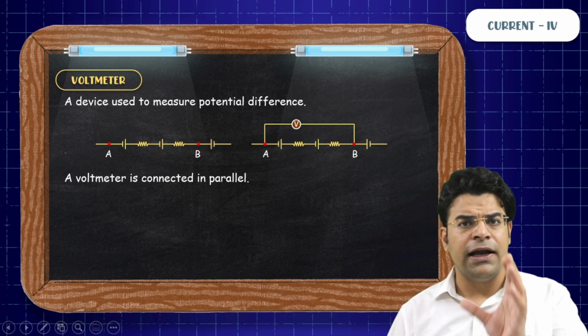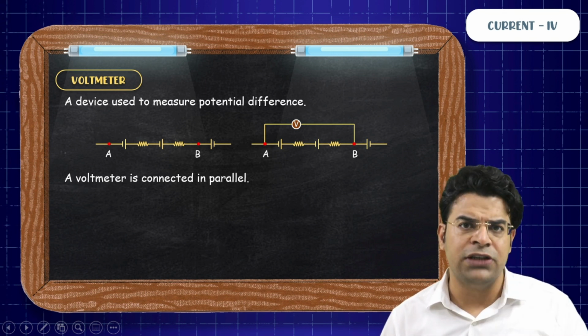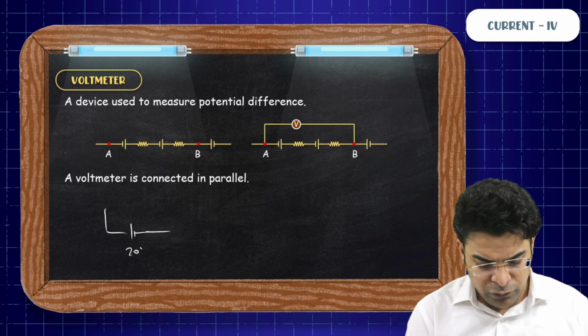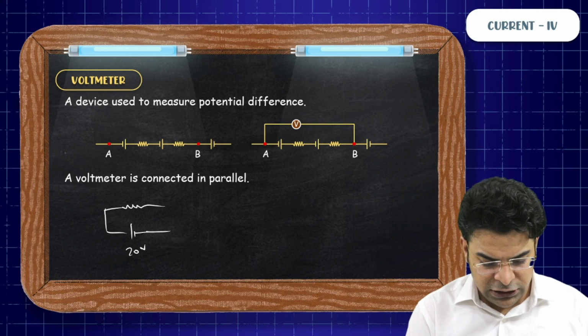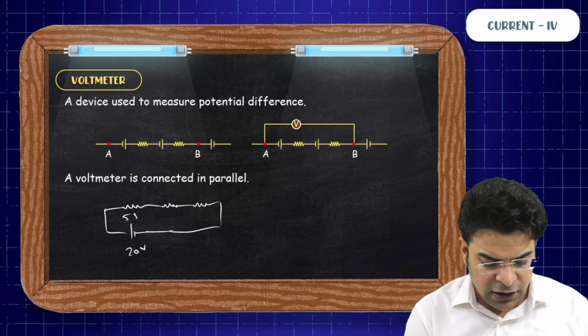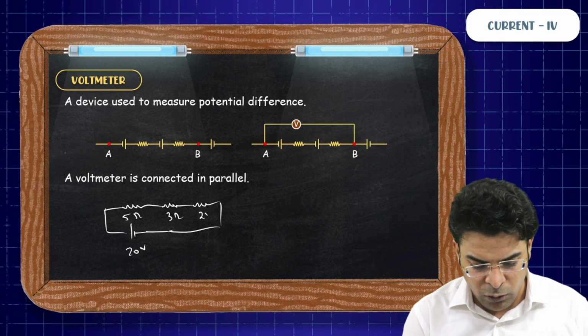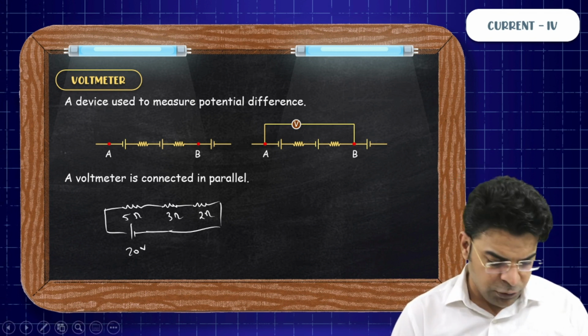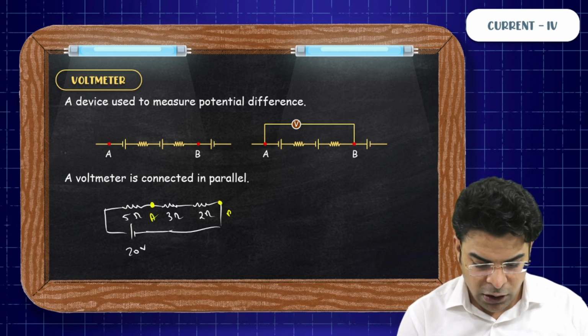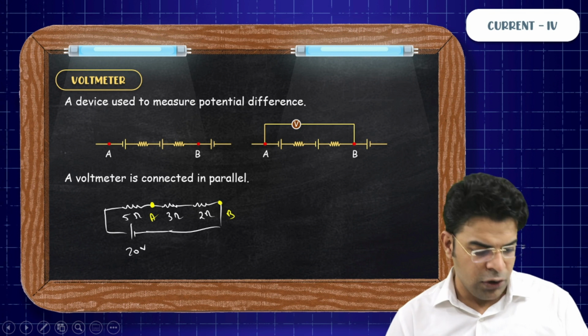The next question comes. If you are connecting voltmeter in parallel in a circuit, for example, think that you have here a battery of 20 volt and you have got 3 resistances. Okay. And let's say these resistances are 5 ohm, 3 ohm and 2 ohm. And you wish to measure the potential difference between point A and B. What will you do? Sir, we will connect a voltmeter.